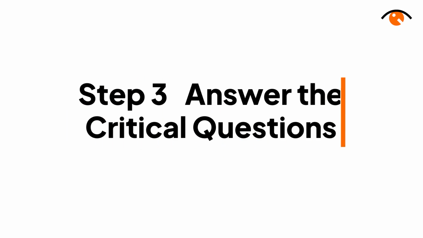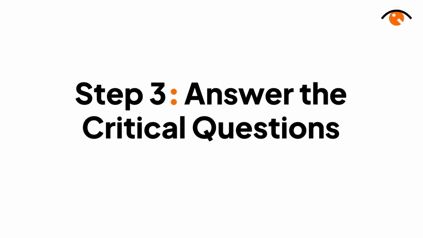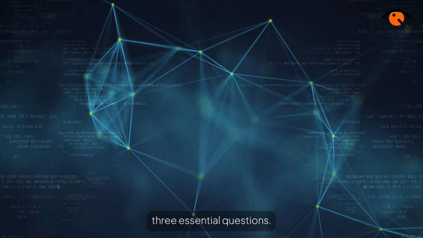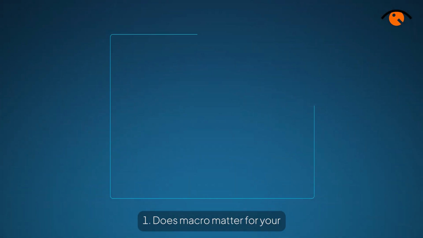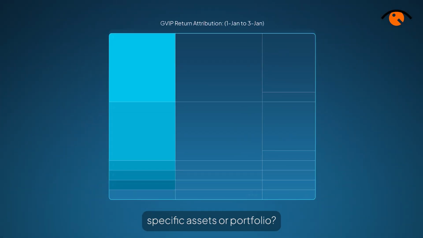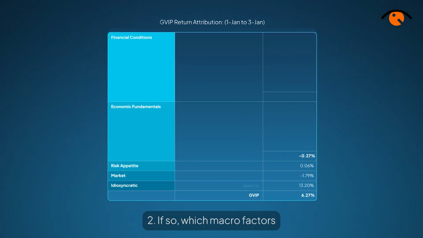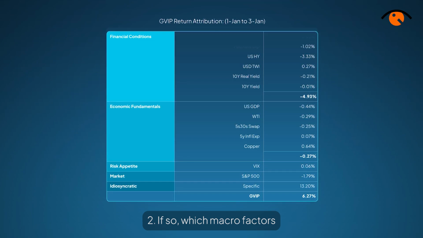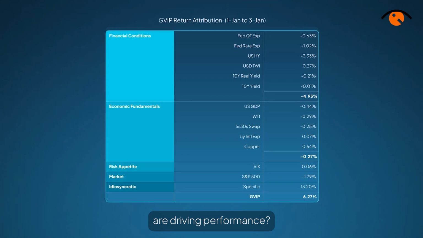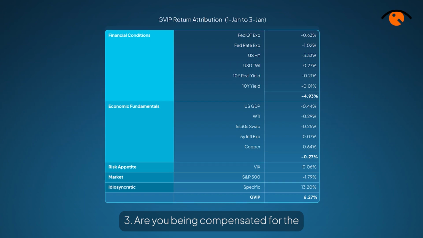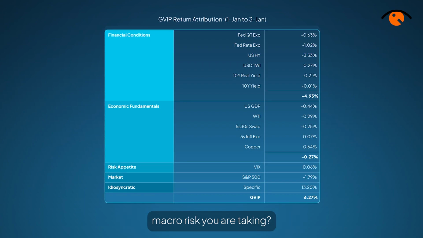Step 3. Answer the critical questions. At its core, our framework answers 3 essential questions. 1. Does macro matter for your specific assets or portfolio? 2. If so, which macro factors are driving performance? 3. Are you being compensated for the macro risk you're taking?